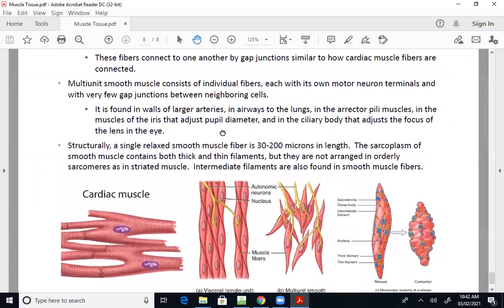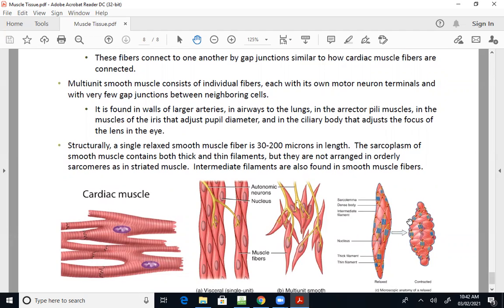Multi-unit we find in our larger arteries, airways to the lungs, the arrector pili muscle, remember that's the one that causes goosebumps, muscles of the iris that adjust the pupil diameter in our eyes, and the ciliary body that adjusts the focus of the lens in our eyes for near or far vision.